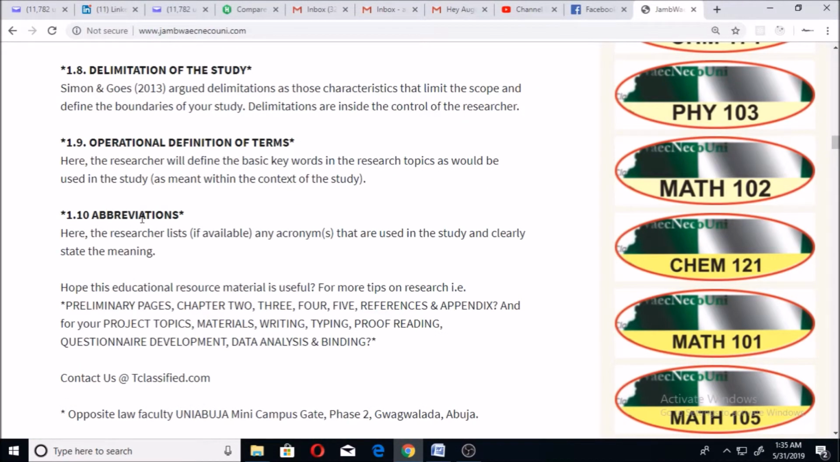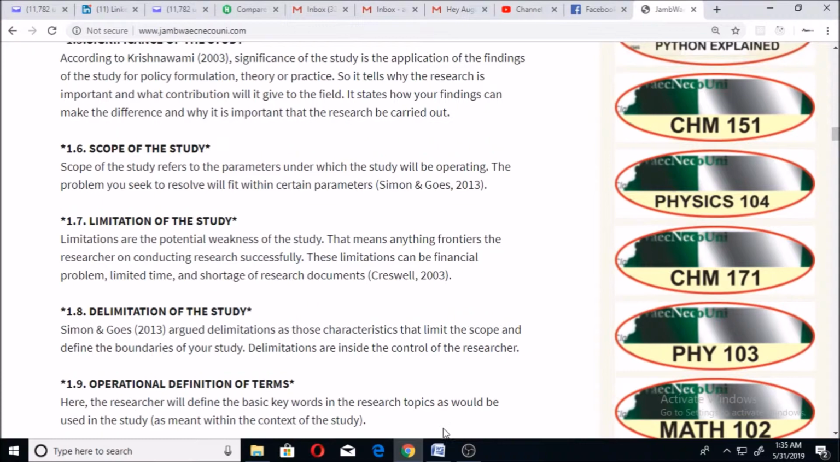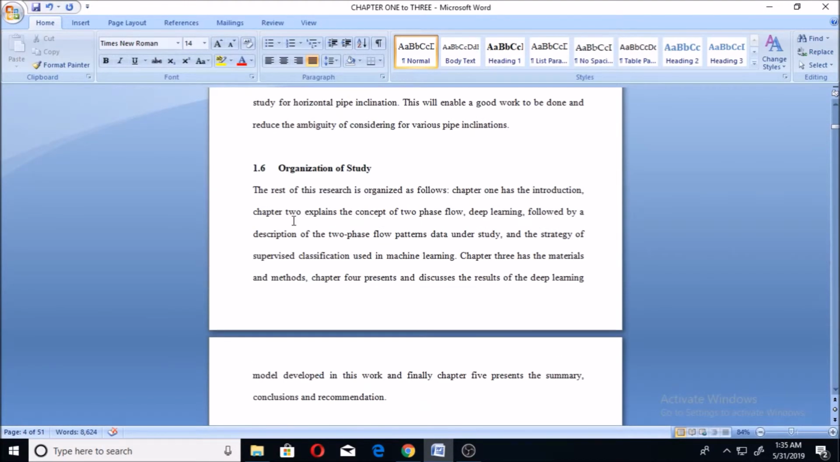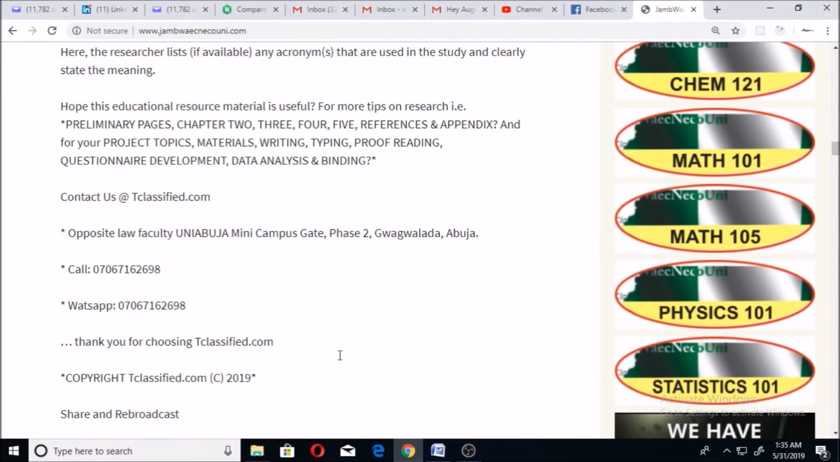And you can also have abbreviations. Another thing I have in my own that is not here is organization of work, what is going to be in chapter 1, chapter 2, and the rest of them. So that is how you go about doing your project.